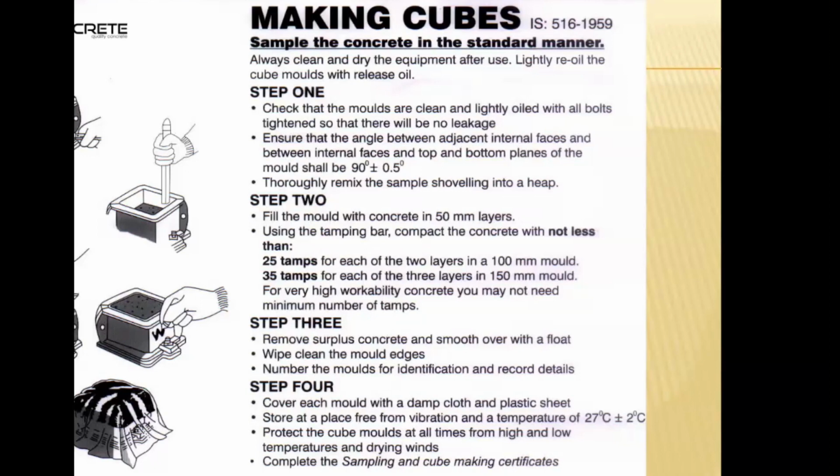So what we need to do is, if you take 150 mm by 150 mm by 150 mm cubes, they have to be filled in 3 layers. Each layer gets minimum 35 strokes, as per the IS code. We have to tamp like that. And when you are tamping the second layer, the rod has to just touch the first layer. So you have to follow a certain procedure.